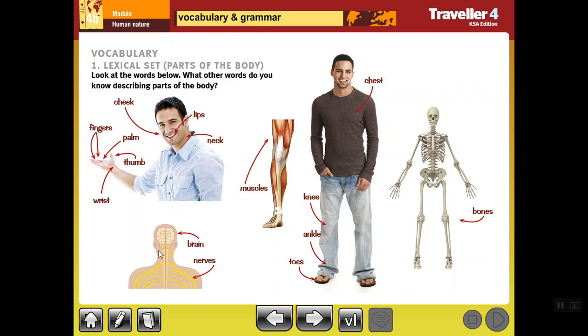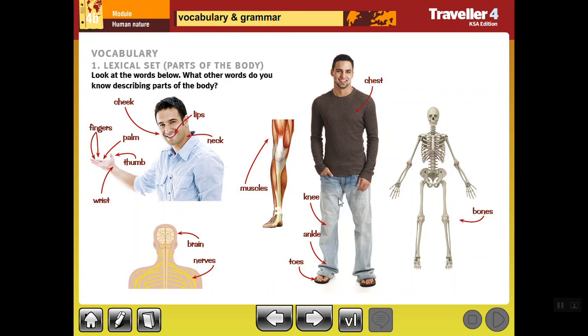Go down to the next picture. Inside your head, there is an organ called brain. After that, you have nerves. These are nerves. This is, of course, a leg, and your leg has a lot of organs also, but we will mention only muscles, العضلات.